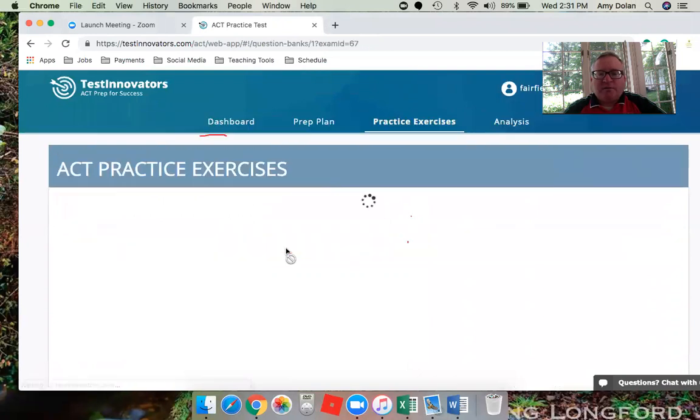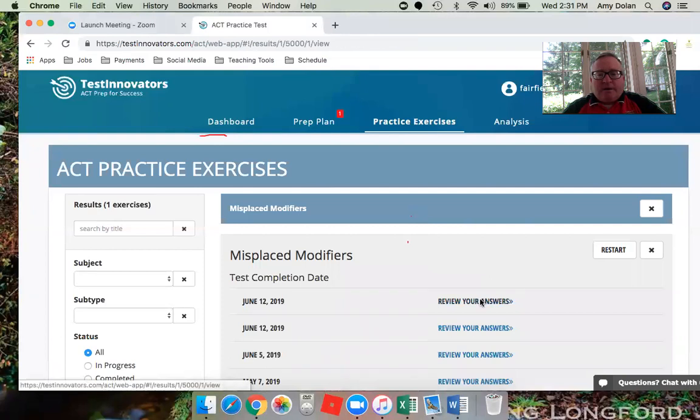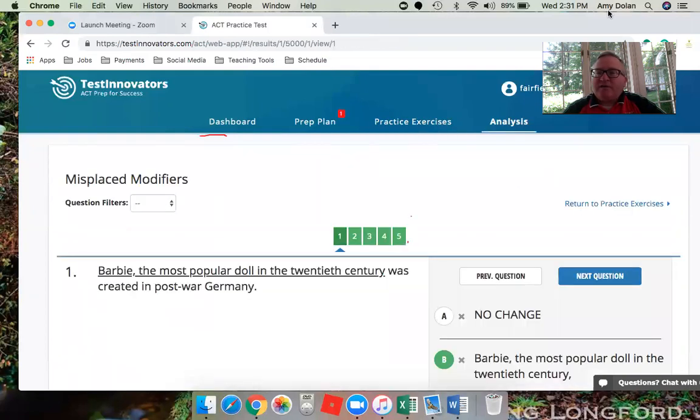All right, the moment of truth. Let's see how we did. All right. Yay! So obviously green is good. Green is always good. So we got all of those right.